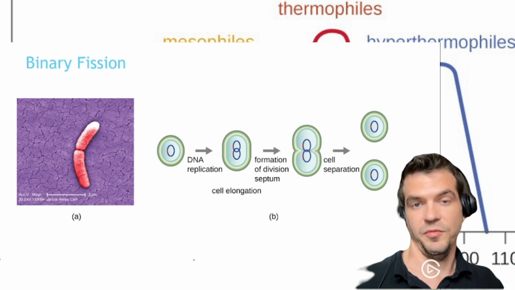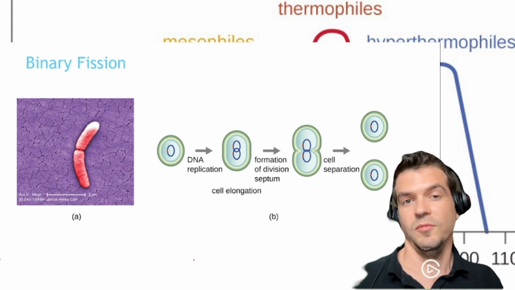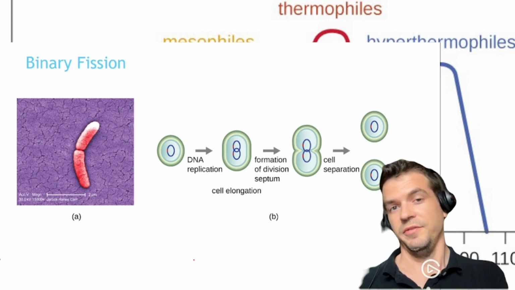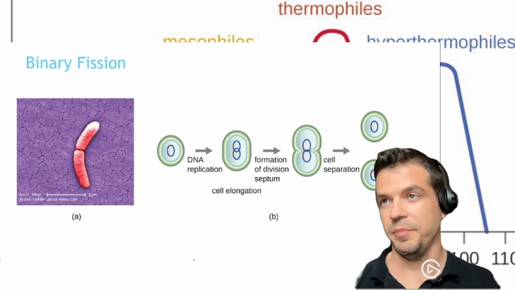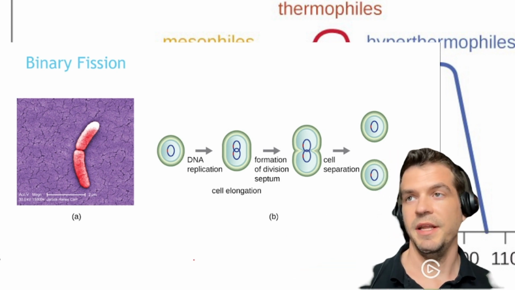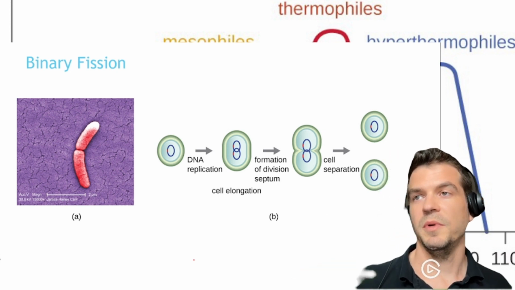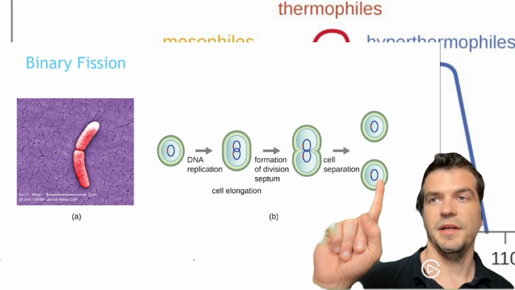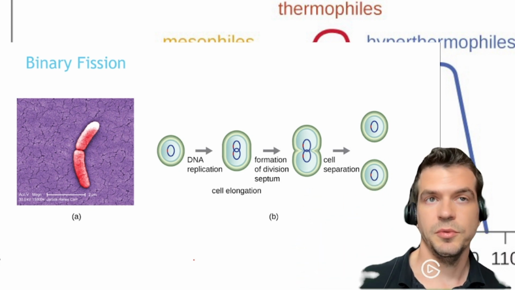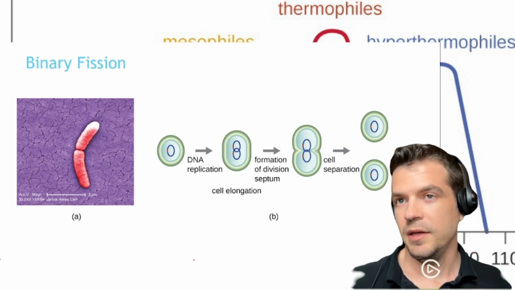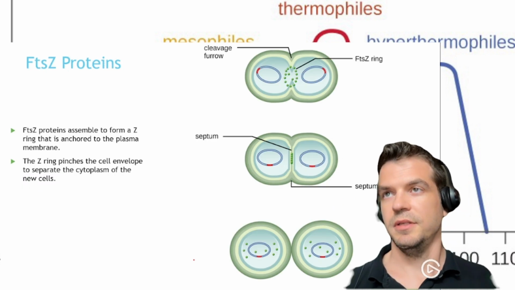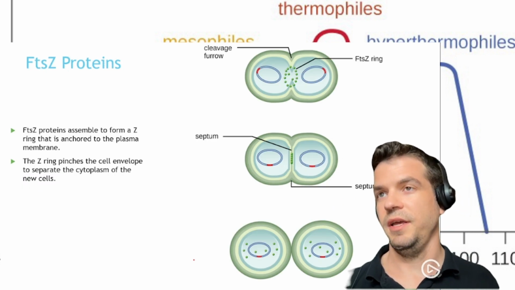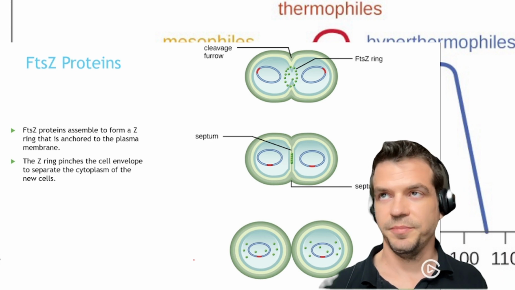Basically, if you give a mouse a cookie, what will happen? If you give the bacteria food, this is what's going to happen. It will replicate its DNA, form a septum, separate, and divide into two daughter cells. The science is a little bit more complicated than saying it separates.